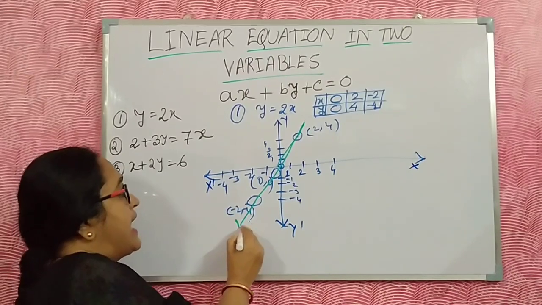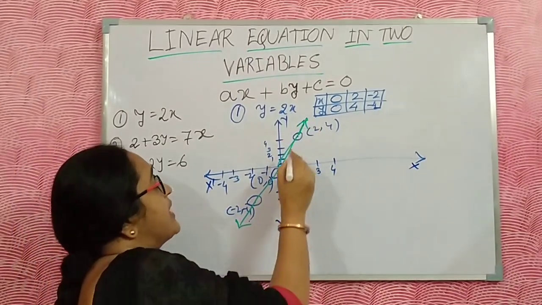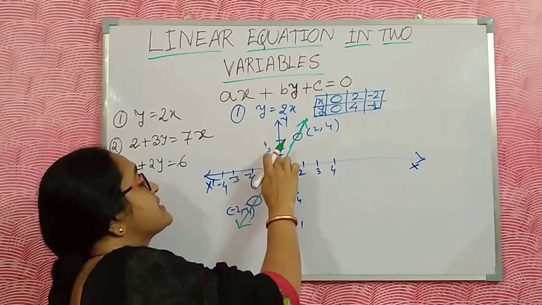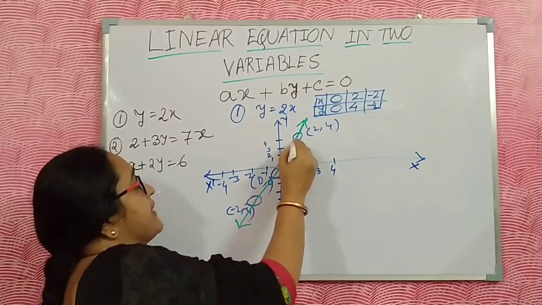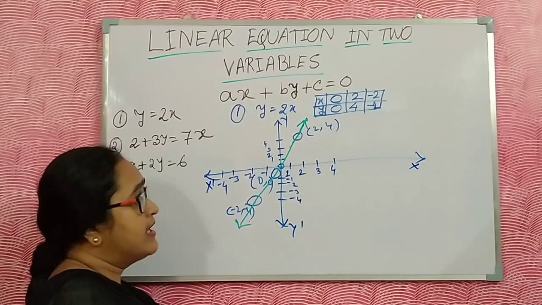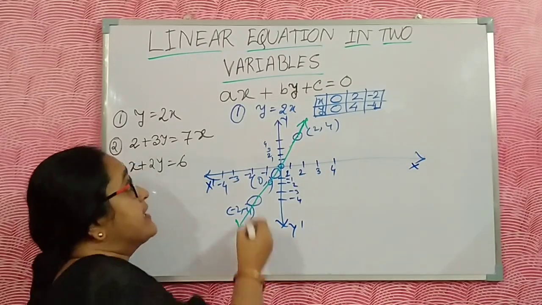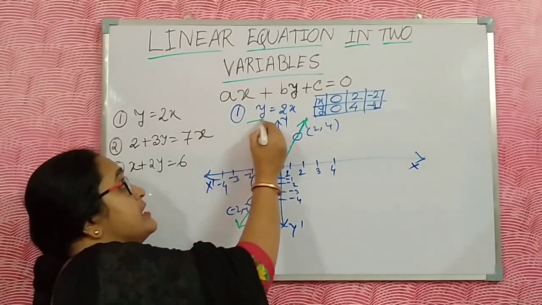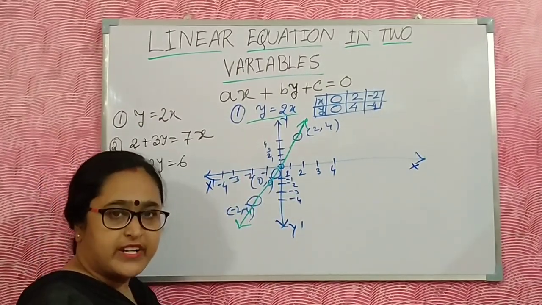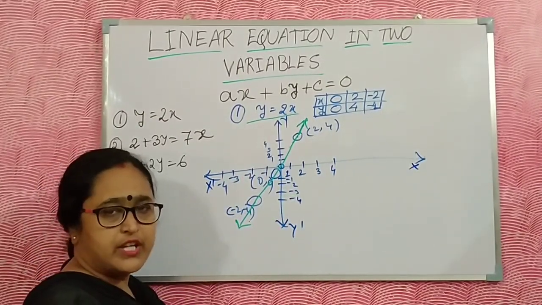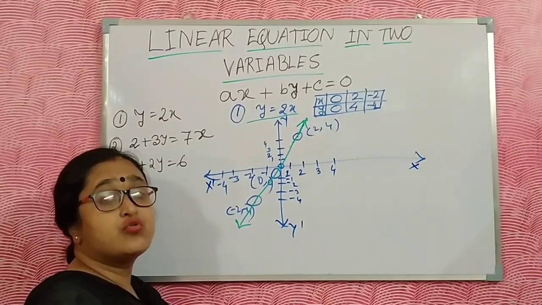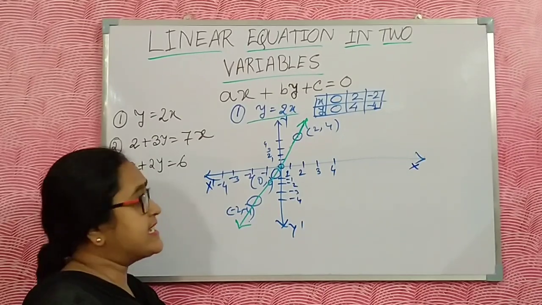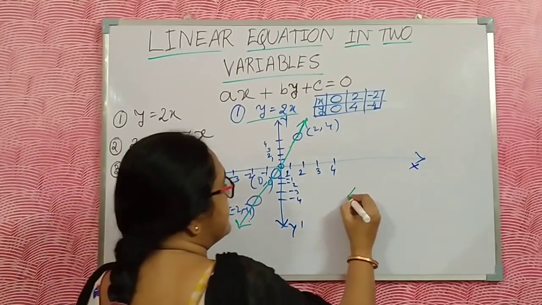I don't use the scale on my whiteboard, but you must use the scale in your copy. This is the graphical representation of the linear equation in two variables. All the students listen carefully. A linear equation in two variables is always a straight line. This is a very important thing.